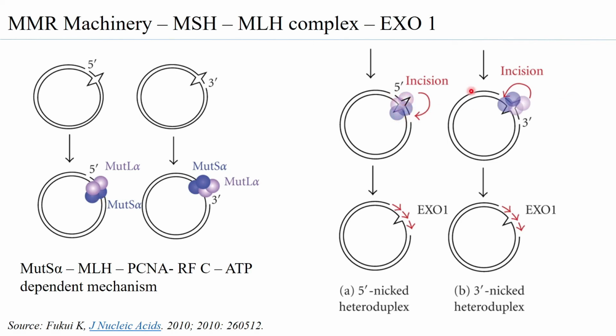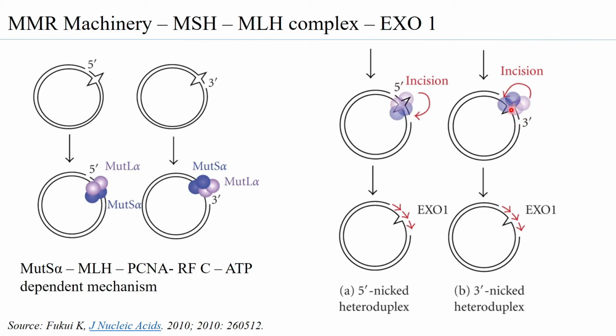Now suppose you have the 3' cut over here and the MutS alpha and the MutL alpha come and bind, then you will find exactly the same happening. You will have an incision at the 5' end because of the MutL alpha, and so again either side of the mismatch you would have incisions. So effectively, what you observe is you have an incision here, here, here, and here as well.